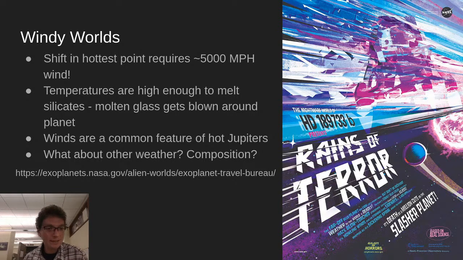What makes this kind of extra crazy is that even though 2,000 degrees Fahrenheit is cold for a hot Jupiter, it's still enough to melt silicates, which are rock and glass on Earth. So this planet has molten glass being blown around its equator at 5,000 miles an hour. And that was the inspiration for this slasher planet NASA poster.